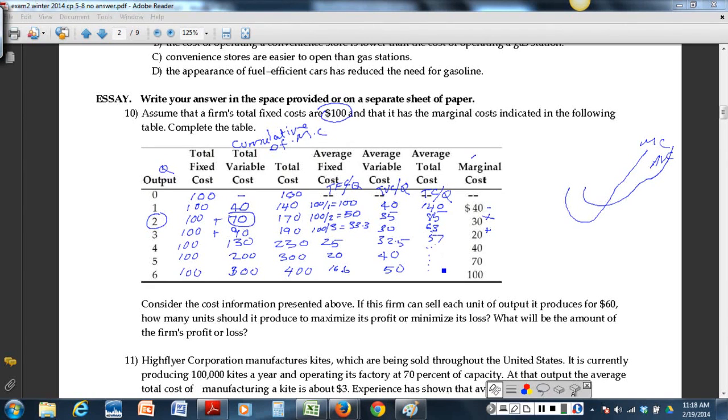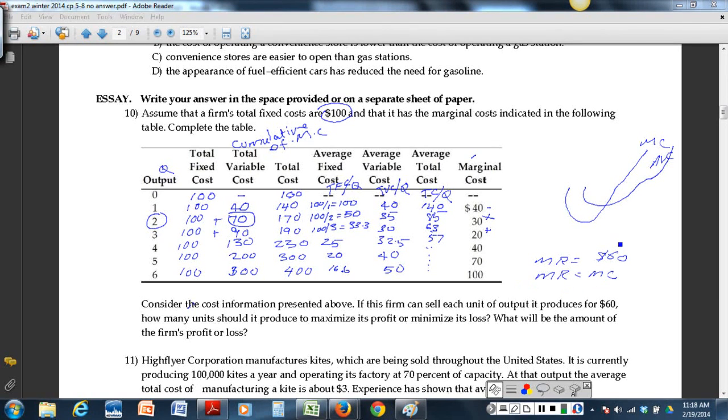Okay, so what is the question asked here below? So consider the cost information presented above. If this firm can sell each unit of the output it produces for $60, so we're basically saying, hey, marginal revenue of selling each additional unit is $60, how many units would you produce to maximize its profit or minimize its losses? Well, the cardinal principle is marginal revenue equals marginal cost is where we stop.